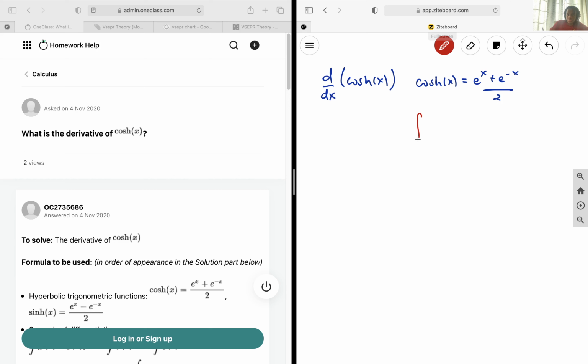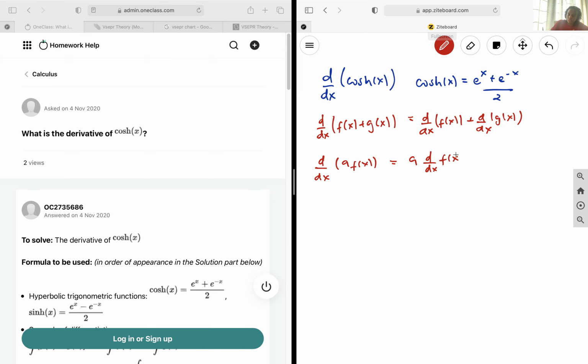We're going to be using the additive property of derivatives. So d over dx of f of x plus g of x is going to be d over dx f of x plus d over dx g of x. Additionally, we will be using the constant property, which is the derivative of a times f(x) is equal to a multiplied by the derivative of f(x). So let's go ahead and use that in this question.